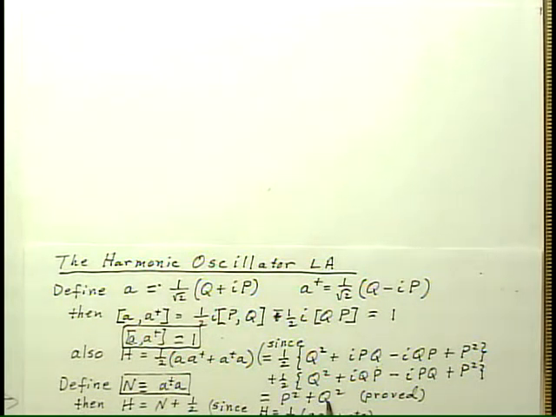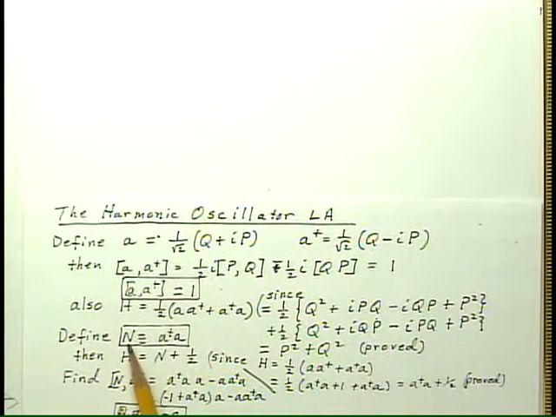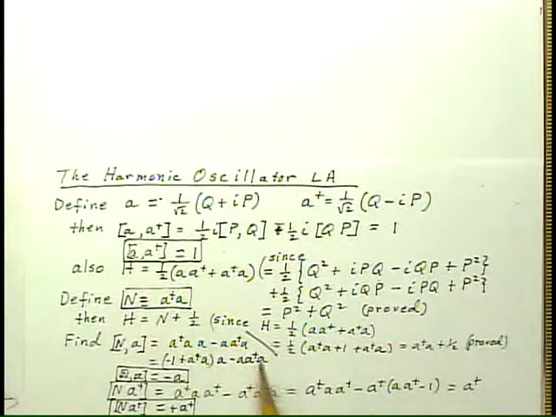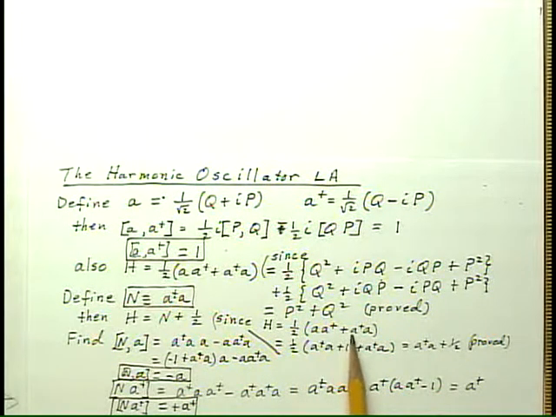We define a new operator here at this point, capital N, as A dagger A. And one can very quickly show that the Hamiltonian H is N plus 1/2. And the reason is that H is 1/2 of AA dagger plus A dagger A, so we only have to take this AA dagger and convert it around by using the commutation rules here and get an A dagger A plus 1, and then now we have 1/2 of A dagger A and 1/2 of A dagger A, so we have 2 of them. So this gives us A dagger A plus 1/2, and we've proved that this is the new form of the Hamiltonian.